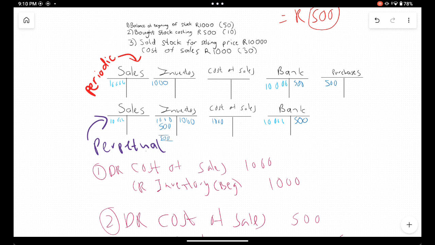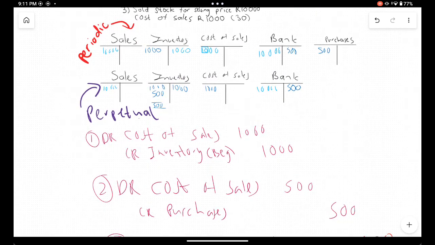You see where it's going. So debit cost of sales 1,000, on the debit side. Credit inventory at the beginning 1,000. You see how it's cancelling the beginning figure? Can you see what's happening? Debit cost of sales 500, credit purchases 500. As soon as we do this, what happens? 500, 500. This purchases account is a temporary account, it closes and ceases to exist.